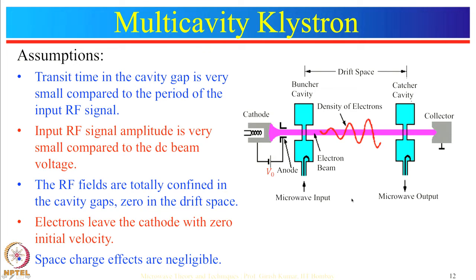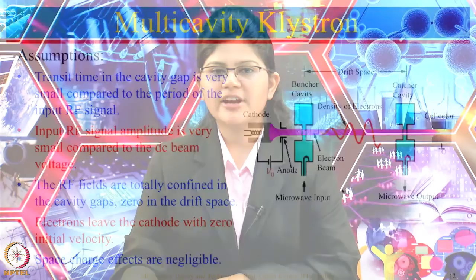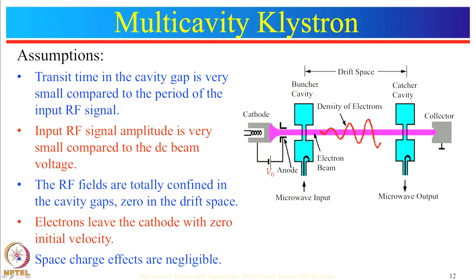And the next assumption is input RF signal amplitude is very small as compared to the DC beam voltage. The reason for this is also the same as the last one. The next assumption is that the RF fields are totally confined in the cavity gaps and 0 in the drift space. This assumption is made so that the velocity of electrons is modulated only in this cavity gap. So, there will be no velocity modulation in the drift space, and the kinetic energy of the electrons will be transferred to output structure only or output cavity only.